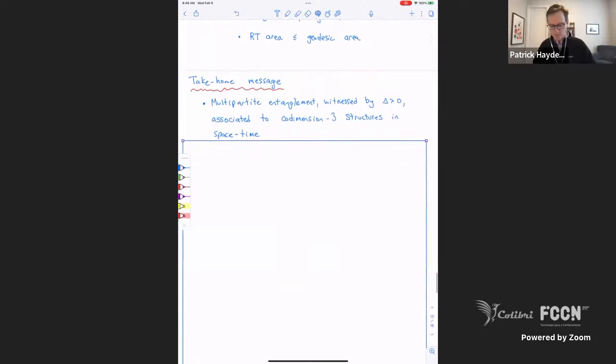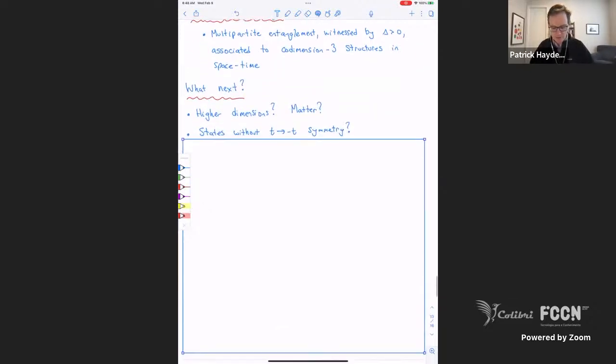The take-home message is that multipartite entanglement, witnessed by this non-zero Markov gap, is associated to codimension 3 structures in this spacetime. So we already knew very well that codimension 2 structures, these minimal surfaces, were associated with bipartite entanglement in the pure state. And so now we see multipartite entanglement can be associated to these lower dimensional structures. How general that statement is remains to be seen, but I think it's interesting.